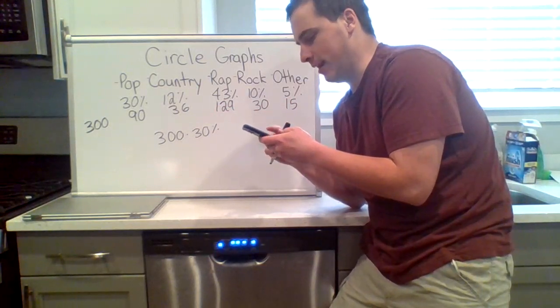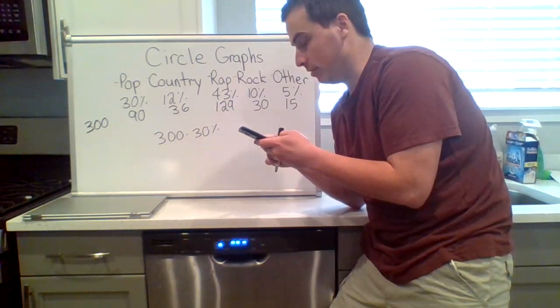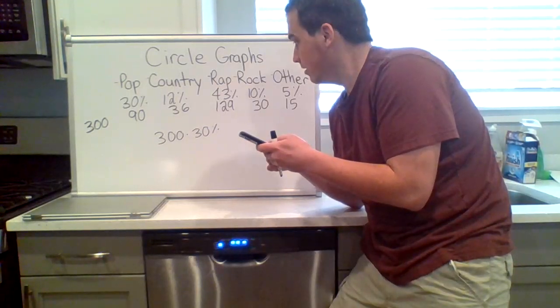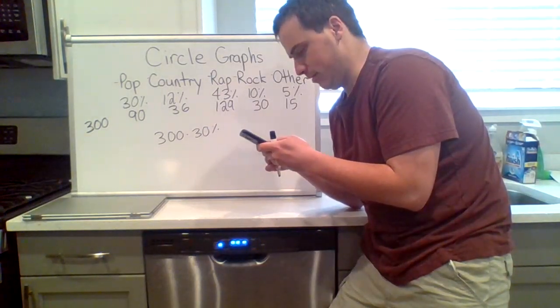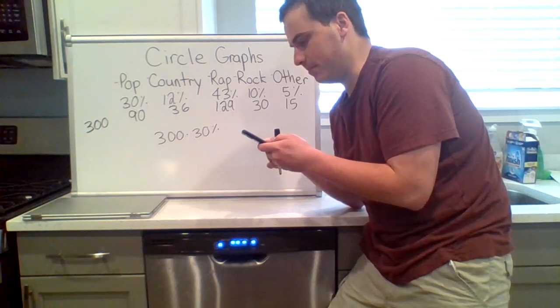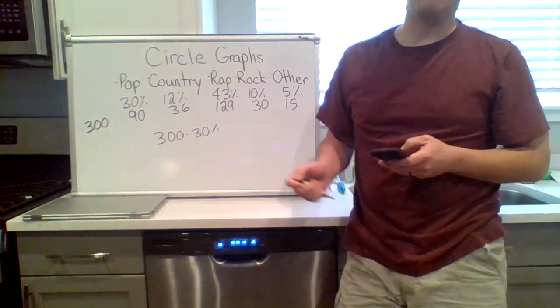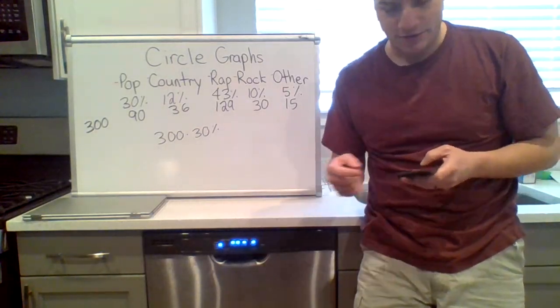Now, if you do this correctly, these numbers should add up to 100. I'm going to check that right now. So 90 plus 36 plus 129 plus 30 plus 15. Yep, 300 exactly. Alright, so that is how you find the numbers given percentages, given the number surveyed.